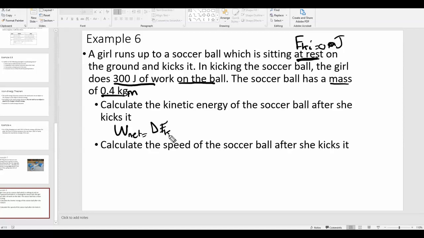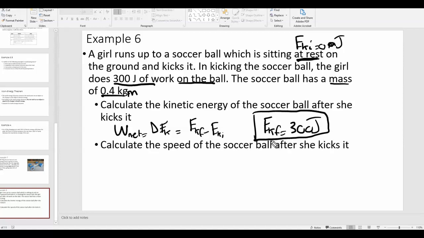Okay, so I can use the work energy theorem to do this, but I don't even really need an equation because I can just think about this logically. I start with no joules of energy. The girl does 300 joules of work when she kicks the ball, meaning the girl adds 300 joules of energy to the ball. So if the ball starts with 0 joules and then you add 300 joules to that, that means the new kinetic energy is going to be 300 joules. That's the answer to the question. Okay, so hopefully that's what you got.